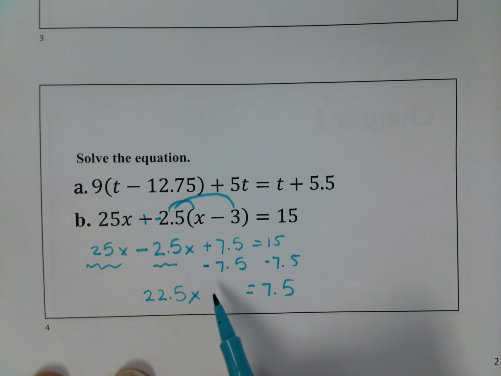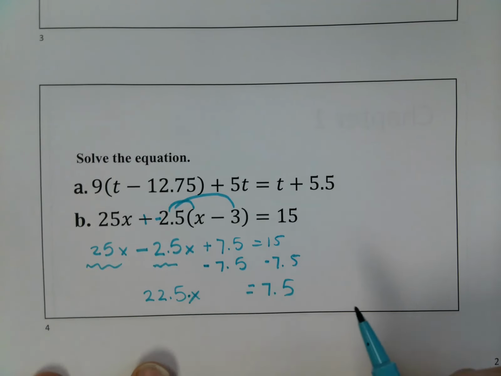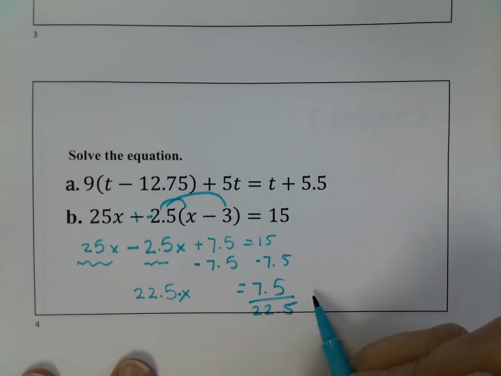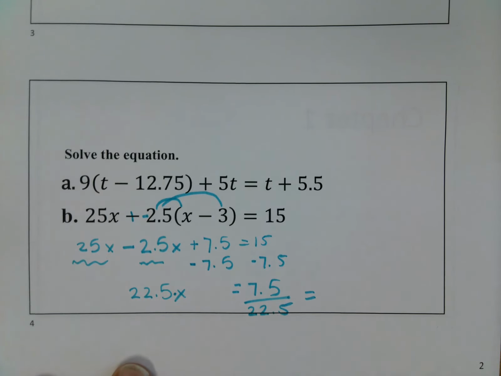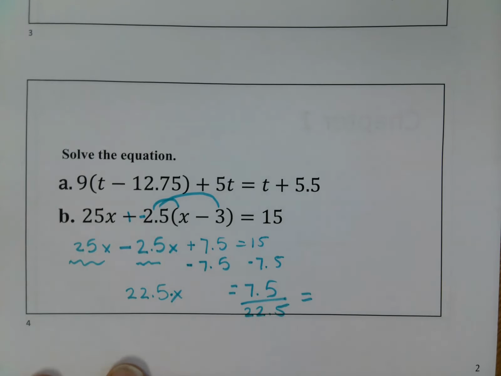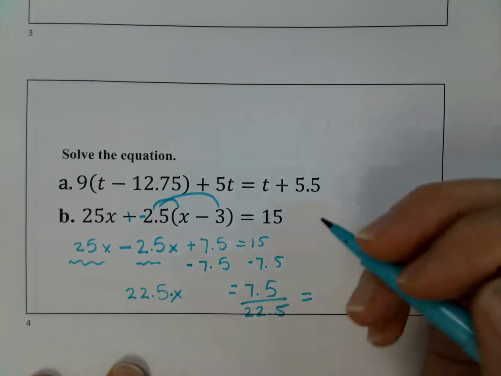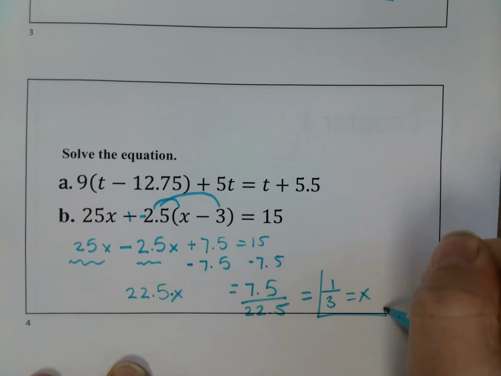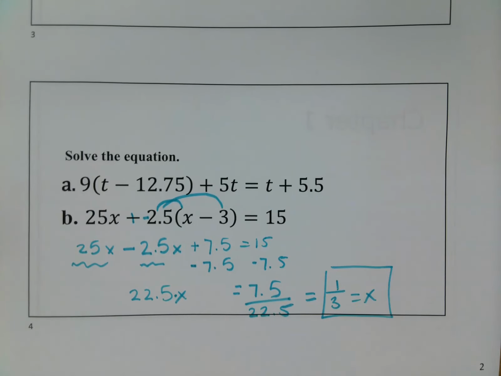So now if I want to get this x by itself, I have to move over this multiplication. The opposite of multiplying would be dividing. I do not want your answer written as a decimal within a fraction, so you would actually have to do 7.5 divided by 22.5. It's a repeating decimal. You can turn that into a fraction, and that would be equal to 1/3. So x here is equal to 1/3.